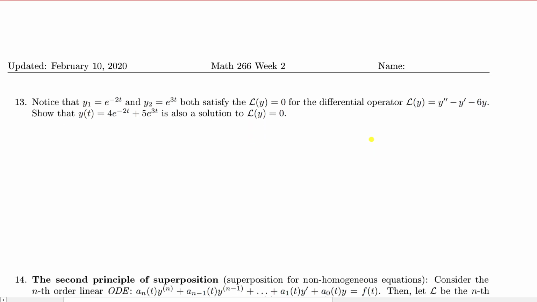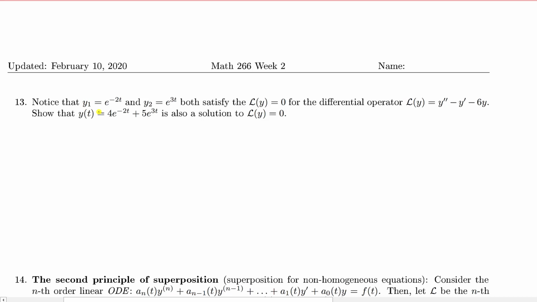So let's go ahead and look at number 13 here to put that into practice. We're going to assume y1 and y2 both output a 0 when you plug them into this particular differential operator. And you can check that. When you take the derivative twice of this, you'd have 9e to the 3t minus 3e to the 3t minus 6e to the 3t, and sure enough that outputs a 0. You could check y1 similarly.